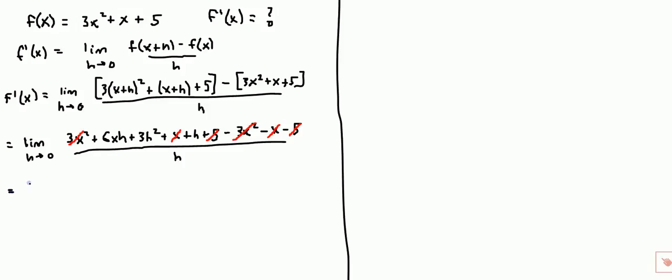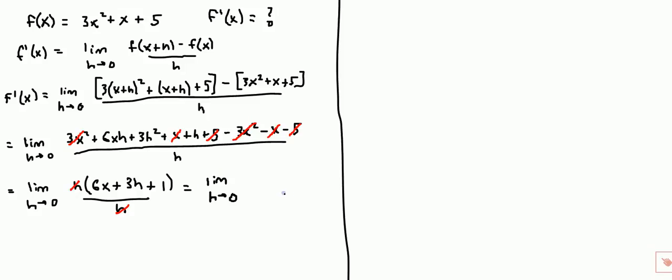So what are we left with? The limit as h goes to 0. All of these terms left have an h in them, so I'm going to take one out, take away an h from that. I'm left with 6x. Take an h from this, 3h. And then take an h from h. I'm just left with 1. Divided by h. H's cancel. So this equals the limit as h approaches 0 of 6x plus 3h plus 1.